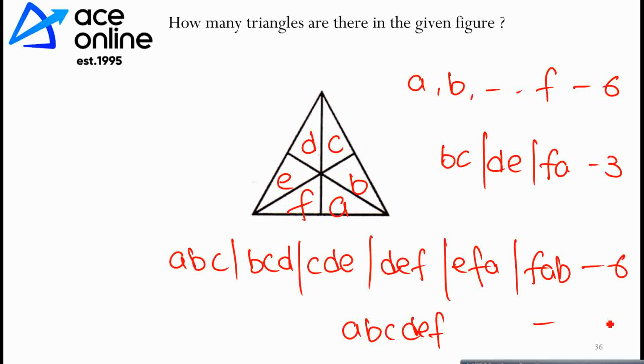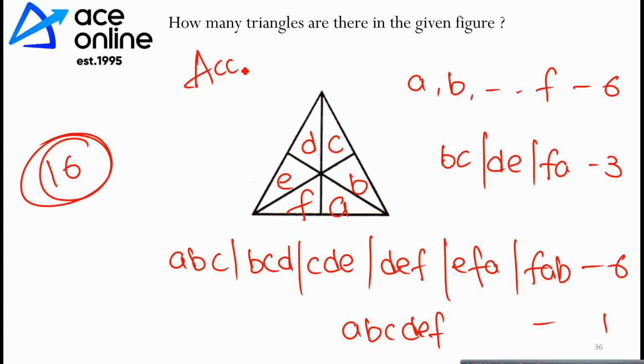Answer is 16. Not 12 and all. 1 alone, 6. 2 combinations, then 3 combinations: A, B, C, B, C, D, C, D, E, D, E, F, E, F, A, F, A, B. Yeah. You try all those, you can find. Then the entire thing is one triangle, so total 16. This is also given in a recent Accenture test. So this is regarding triangles. And if anyone has any doubt, please let me know.